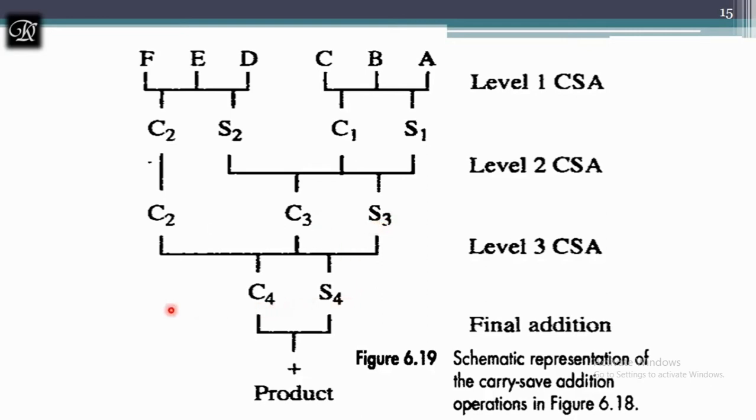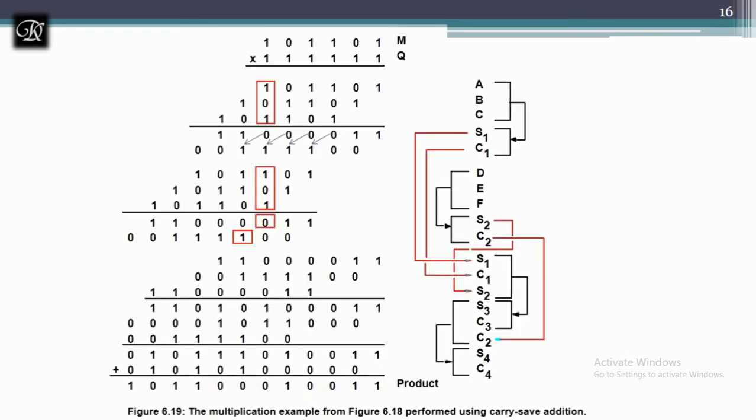Now I don't have any more groups to find the sum and carry. So the final left out 2 vectors are C4 and S4. I will find the sum of these 2 and I will find the final product. This is how carry save addition is going to work. We'll see it with the same example that we have taken.